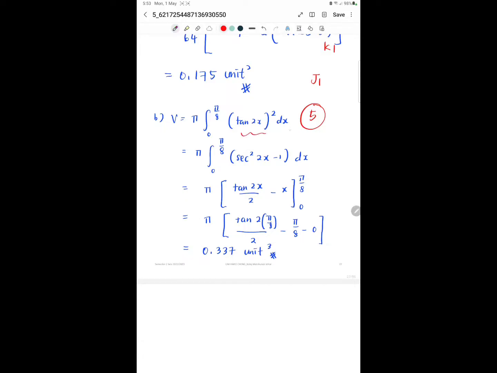Marks will be given here when we write the function for volume, and then change to identity K1, integrate directly K1, J1 for substituting the limit, and then the final answer. So 6 marks for the volume.